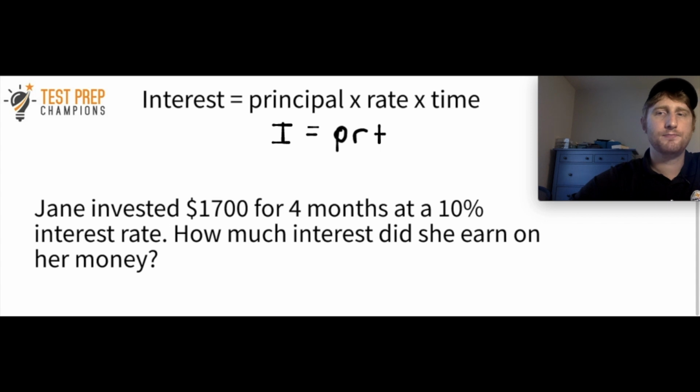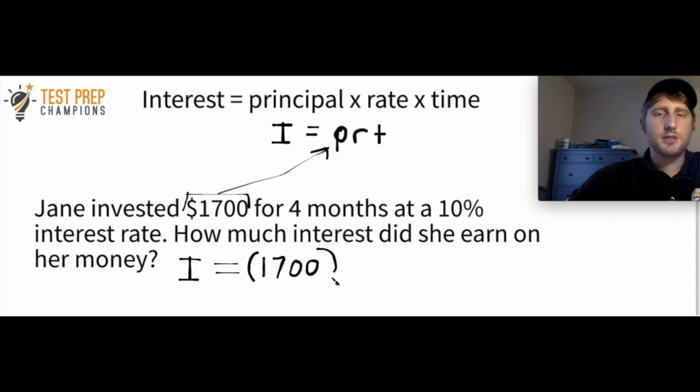Okay, so basically, what you want to do here is first of all take the 1700, and you're going to know that that is going to be plugged into the formula for the principal. So the interest equals 1700 times the rate times the time. And the rate, since it's a 10% interest rate, 10% written as a decimal is just 0.1. And for the time here, it's 4 months.